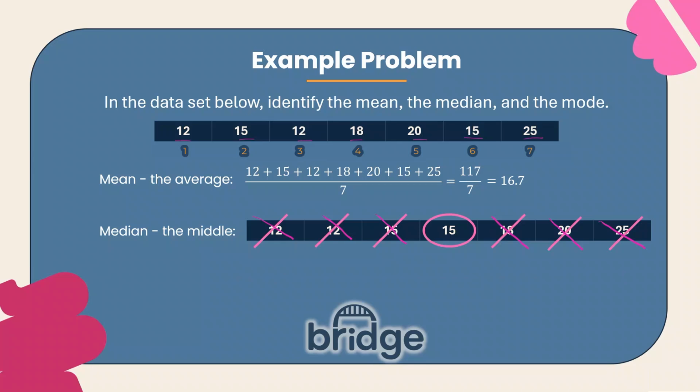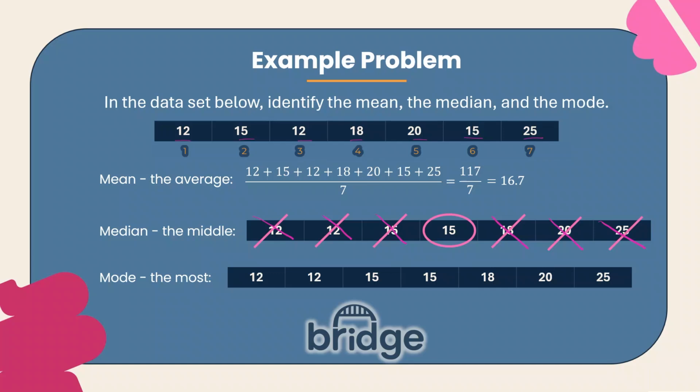So the mode is the number that appears most often. In this case, both 12 and 15 show up twice, which means this data set has two modes. And each of these values tells us something different about the data set.